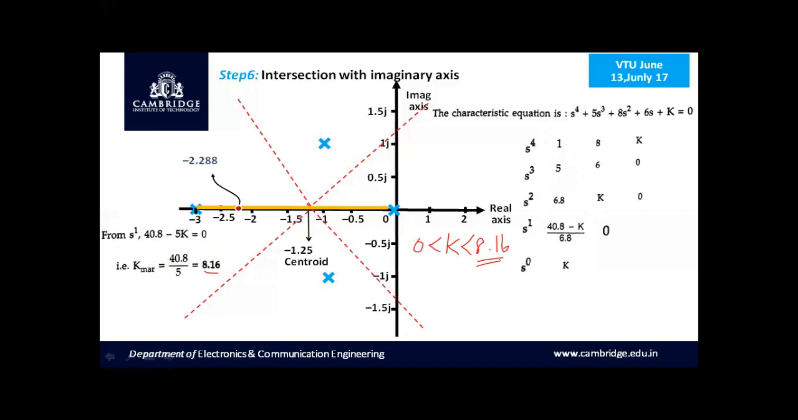If I substitute for k as 8.16 exactly, this first term becomes 0 and the s to the power 1 row becomes a complete 0 row. And this is a special case too with respect to route criterion. If it is a complete 0 row, we used to take the previous row, the s to the power 2 row, as the auxiliary polynomial, and we used to equate it to 0, and the solution of that auxiliary polynomial will give you the roots on the imaginary axis.